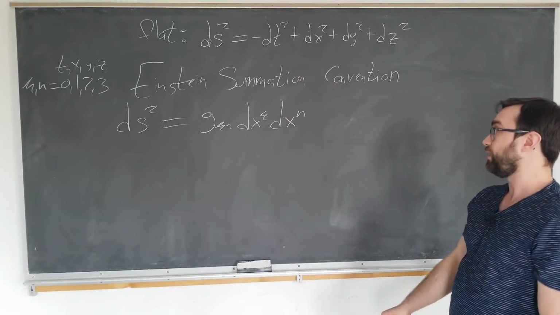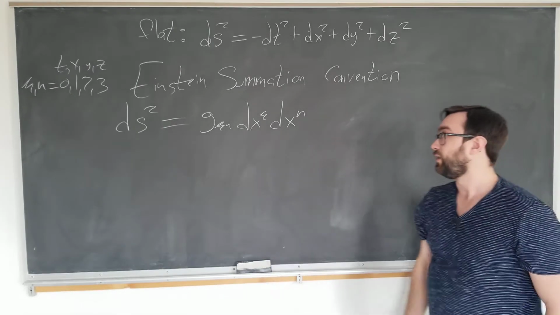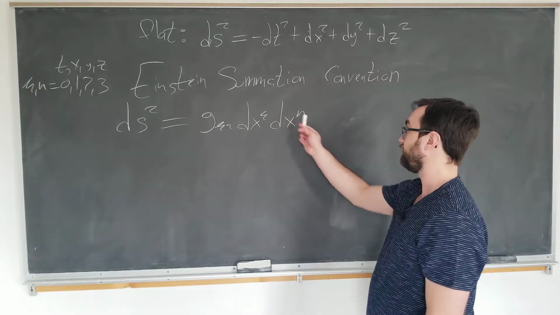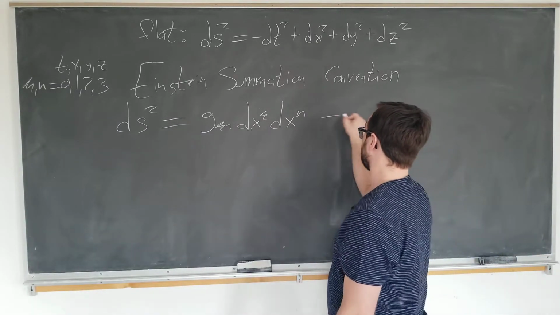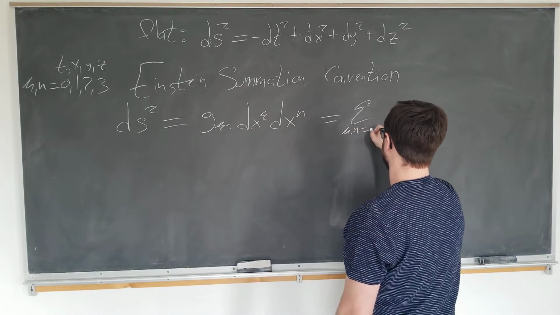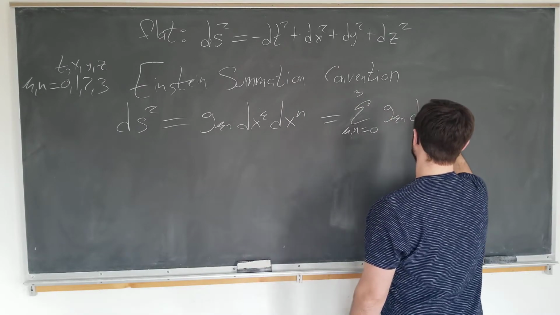Well, in Einstein's theory, we're going to have an arbitrary function of x, the g mu nu, that indicates how space-time changes. And this expression is really a shorthand for the following expression. We have a double sum from 0 to 3 of the same thing.